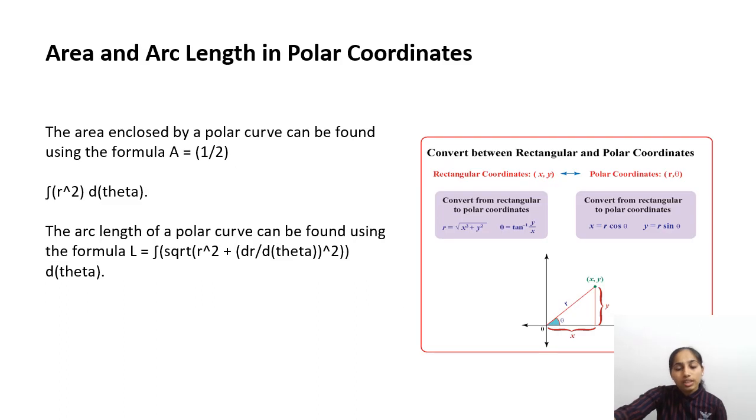Then we will move on to the next slide, that is area and arc length in polar coordinates. The area enclosed by a polar curve can be found using the formula A equals 1 by 2 times the integral of r squared d theta. The arc length of a polar curve can be found using the formula L equals the integral of the square root of r squared plus (dr divided by d theta) to the power of 2, d theta.